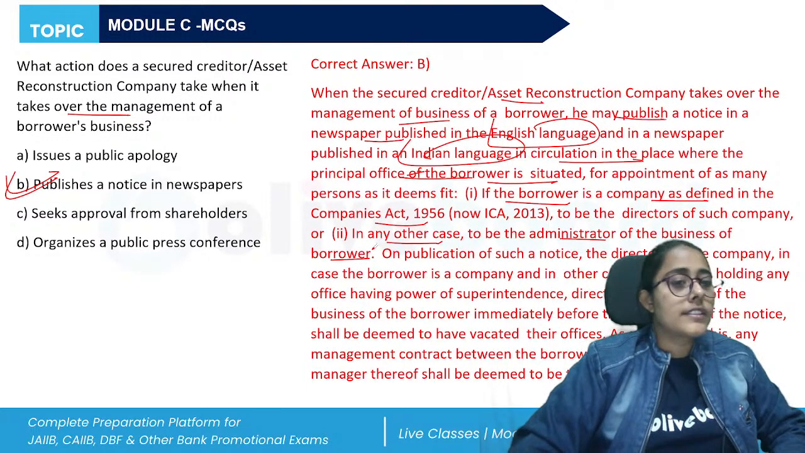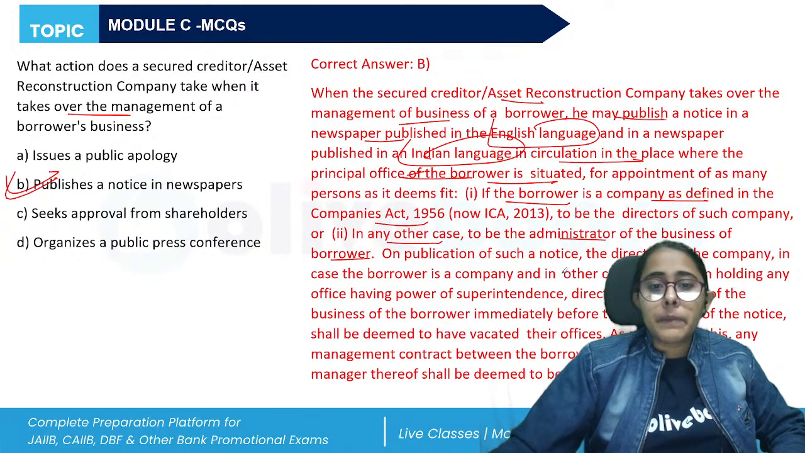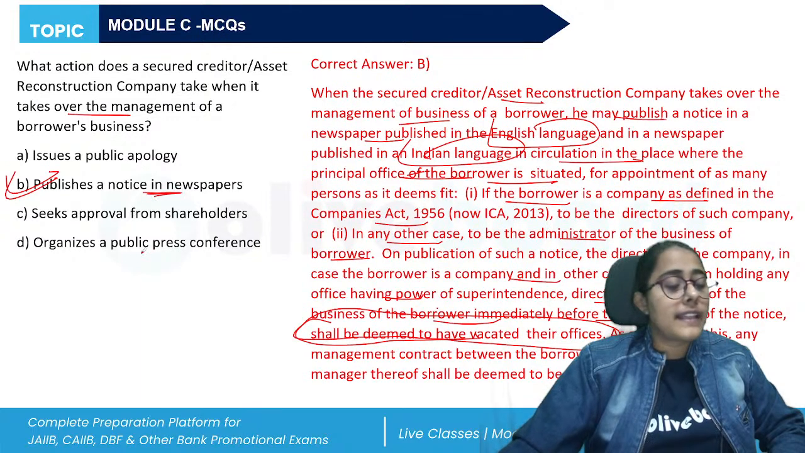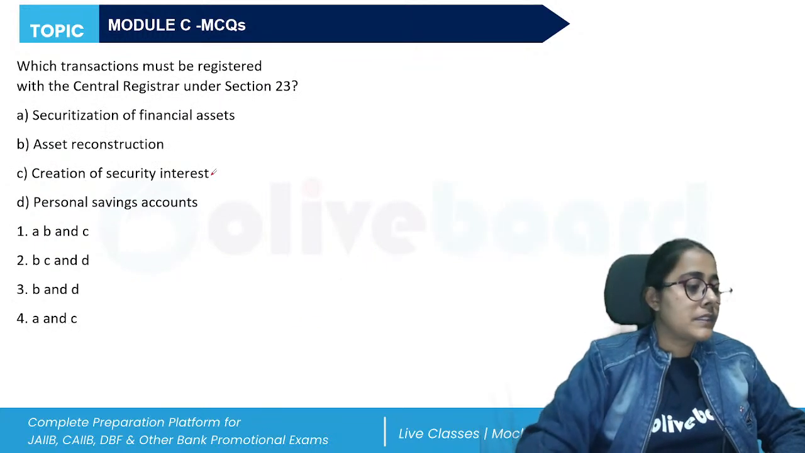Then once this notice is published in the English newspaper or the local newspaper, then the directors of the company or the person holding any office or direction and control of the borrower, immediately before the publication of the notice, this office shall be deemed to have been vacated. If the notice has been published in the newspaper, then it will be deemed that they have already vacated their offices. Alright. So the correct answer is option B, that they can publish a notice in the newspapers.